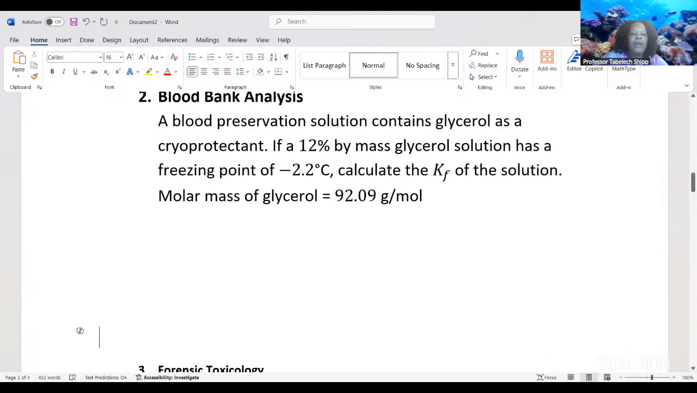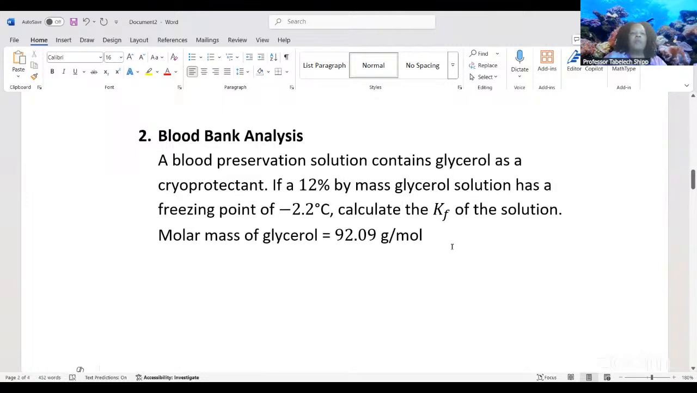Right here, it says a blood preservation solution contains glycerol as a cryoprotectant. If a 12% by mass glycerol solution has a freezing point of negative 2.2 degrees Celsius, calculate the Kf of the solution. The molar mass of glycerol is 92.09 grams per mole.